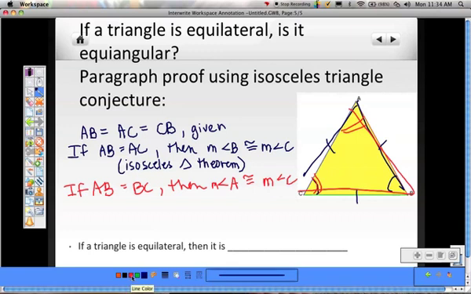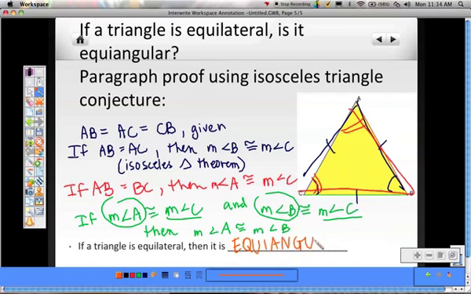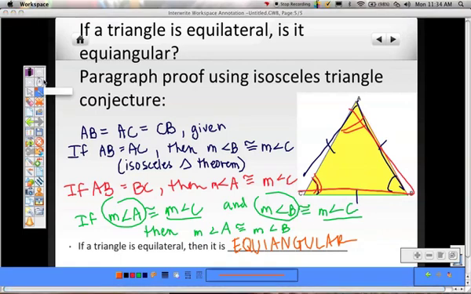Alright, then we can say if the measure of angle A is congruent to the measure of angle C from right here, and the measure of angle B is equal to the measure of angle C. So they both equal angle C, so they must equal each other. Then the measure of angle A is congruent to the measure of angle B. So if a triangle is equilateral, then it is equiangular. All the angles are the same. Okay, so if it's equilateral, it's equiangular. Okay, we can write it the other way around too.